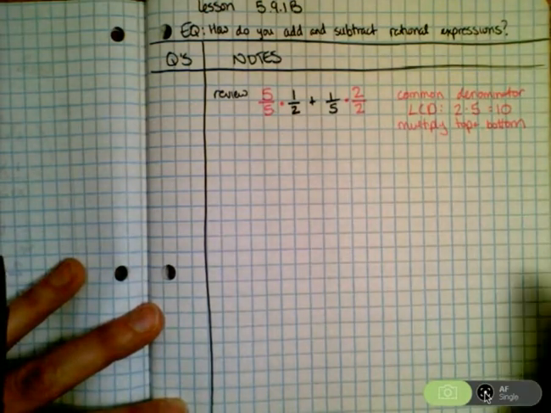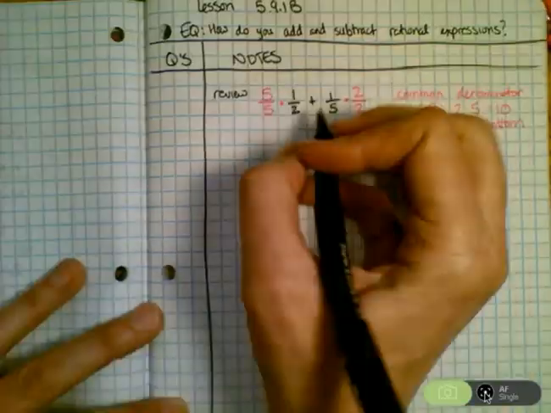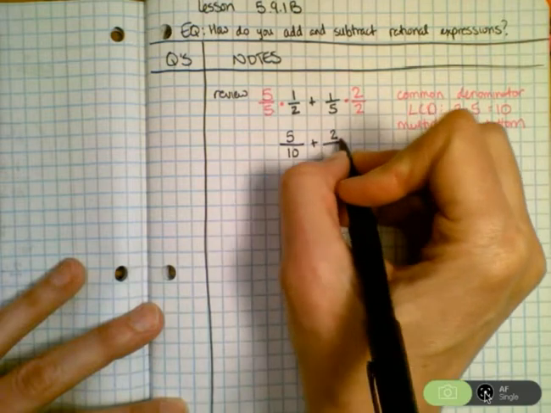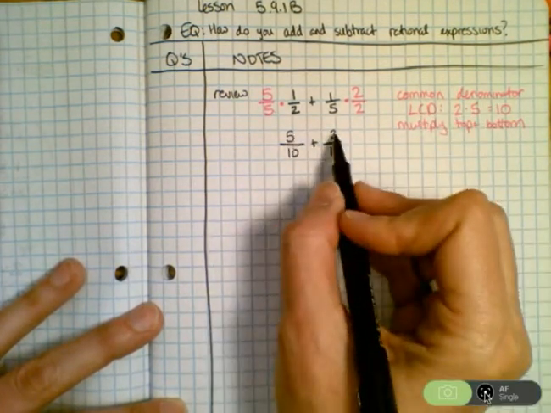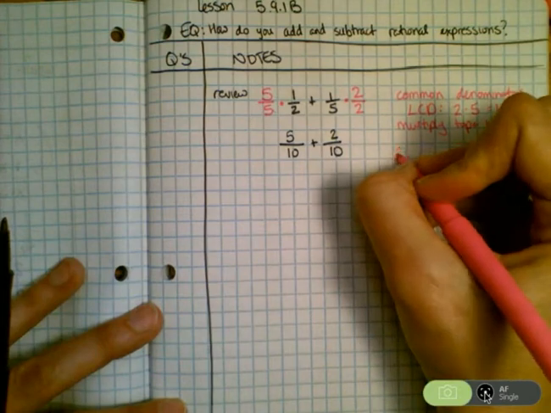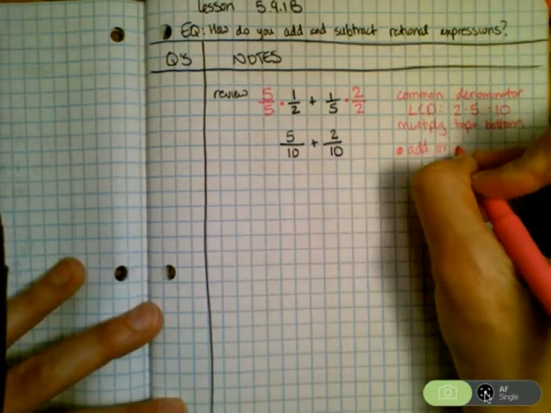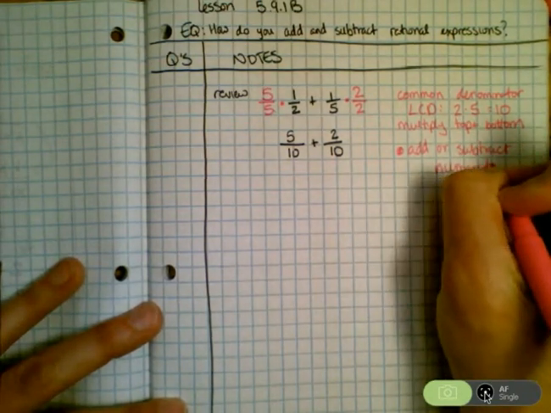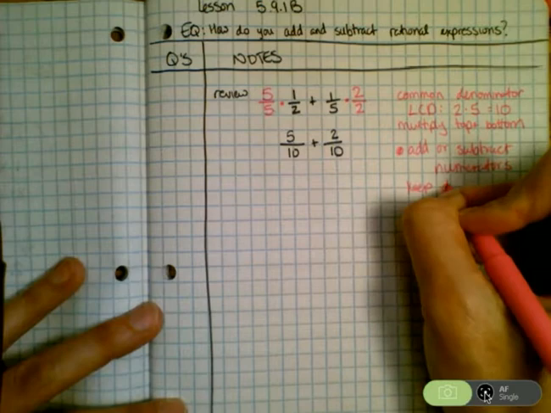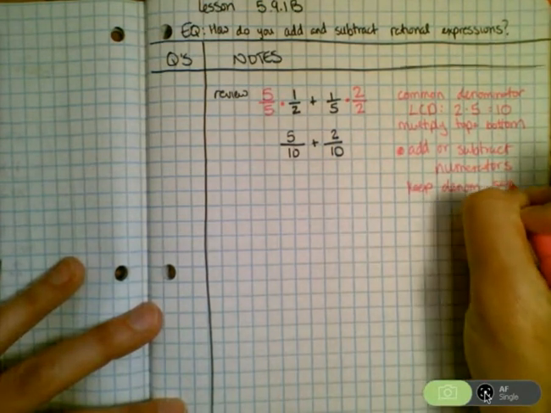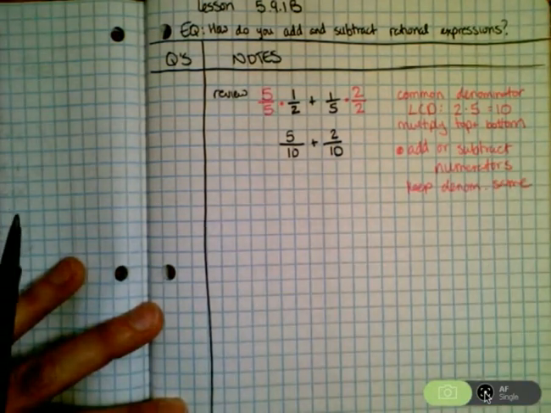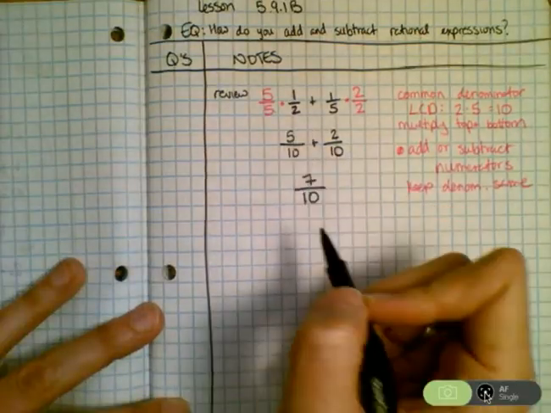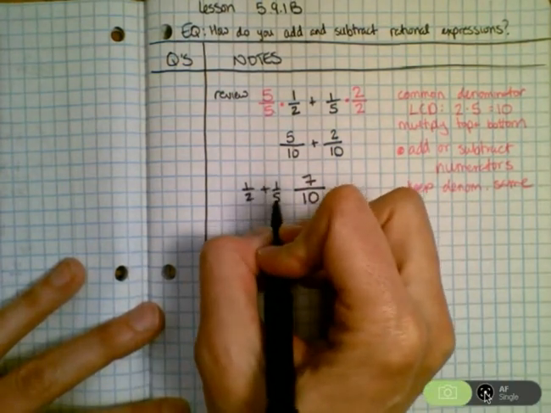So then when we put these together, 5 times 1 is 5. So we multiply those and we multiply those, and then we combine. So we add or subtract the numerators, and we keep the denominators the same. And those exact same steps are going to apply when we're working with rational functions. So here we're going to do 5 plus 2 is 7 over 10. And that's our answer to 1/2 plus 1/5.